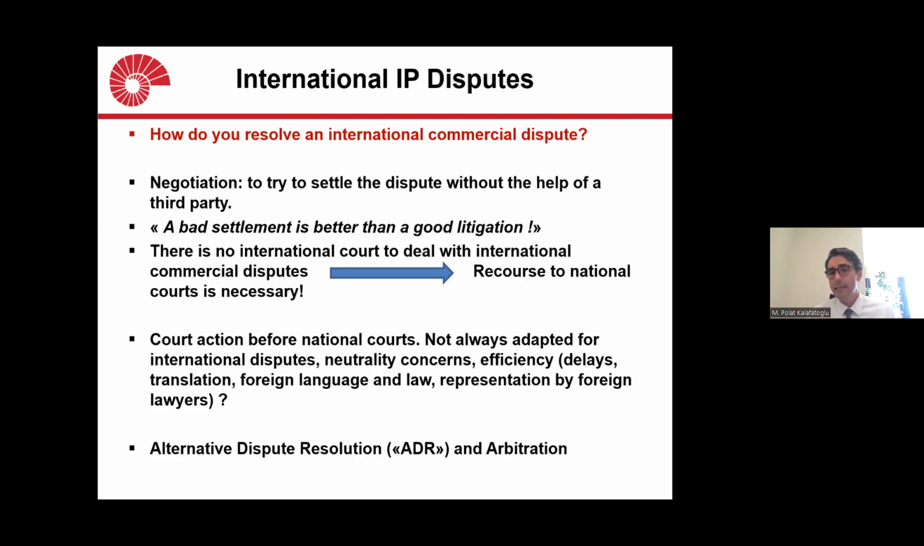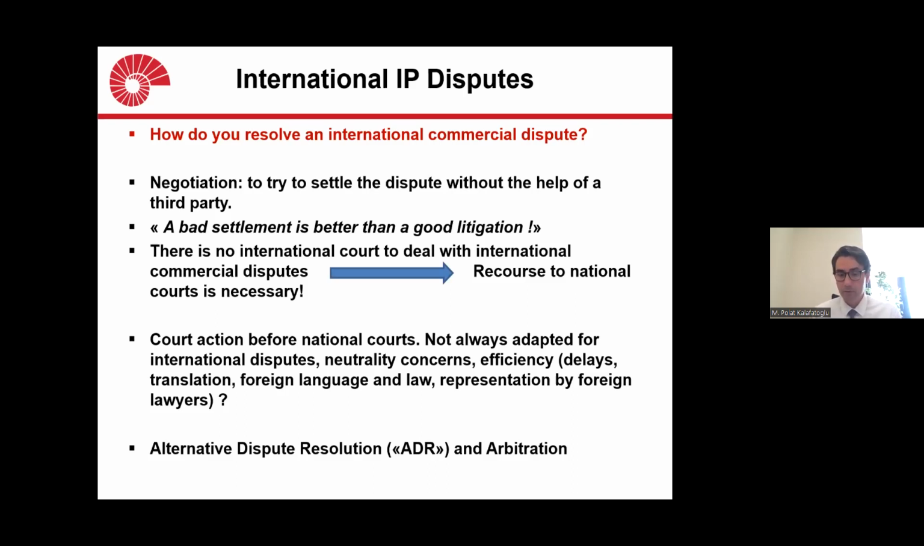I think at that moment, the first thing to do is to contact the other party and try to settle the dispute without the help, the assistance, or the intervention of a third party. We always say, especially in international commercial disputes, that a bad settlement between the parties is better than a good litigation. But what happens when the parties cannot find an amicable way of settling their dispute?